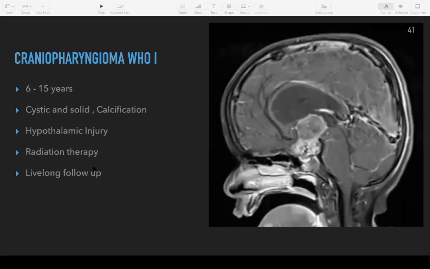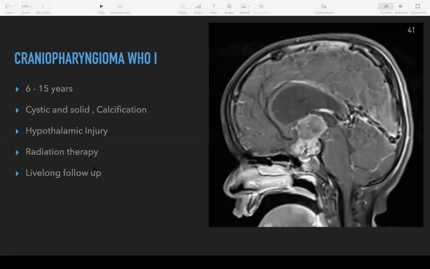Craniopharyngioma is common in pediatrics, but it can also occur in adults, around age 55. It usually has cystic and solid components, and they have calcification. This tumor is WHO grade 1. It is a benign tumor. However, because of the location of the tumor, the surrounding structures, and the sticky nature of the tumor, especially in pediatrics, it does not behave as a benign tumor.